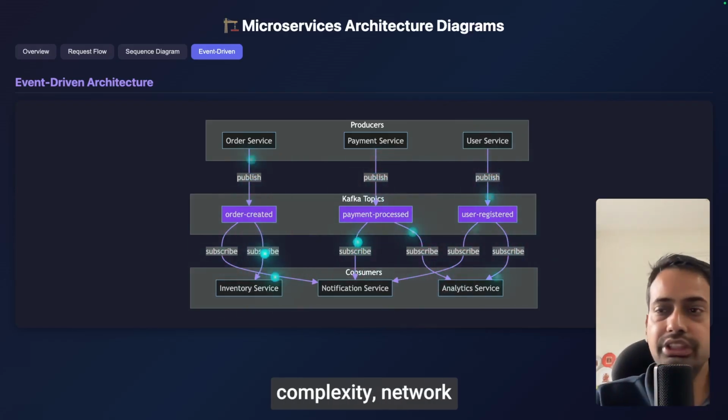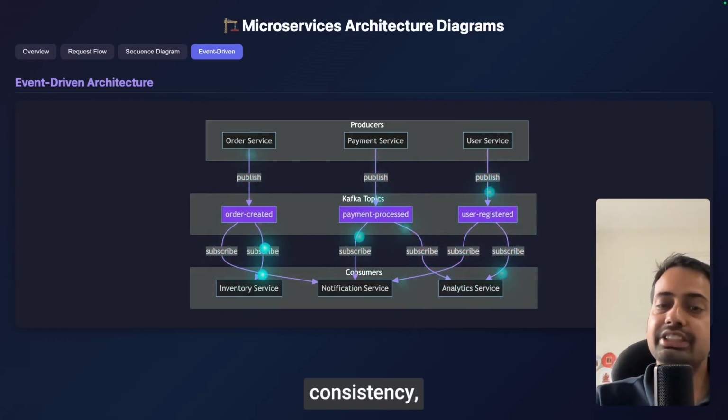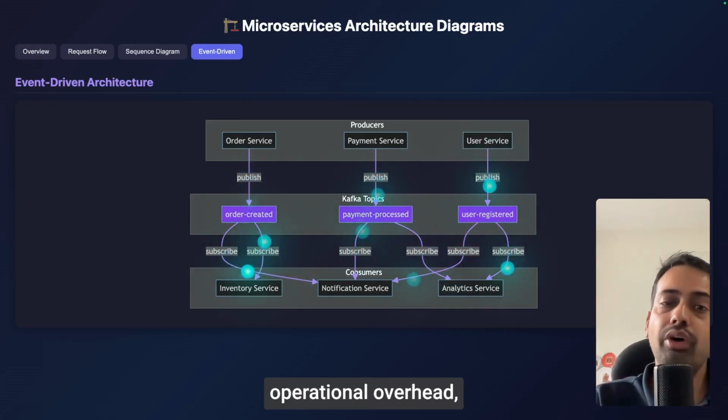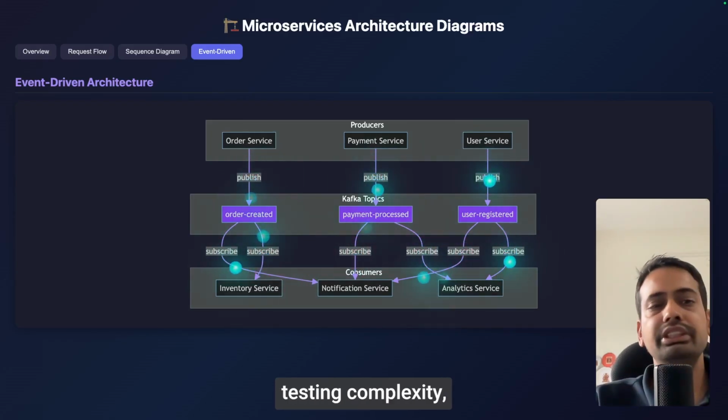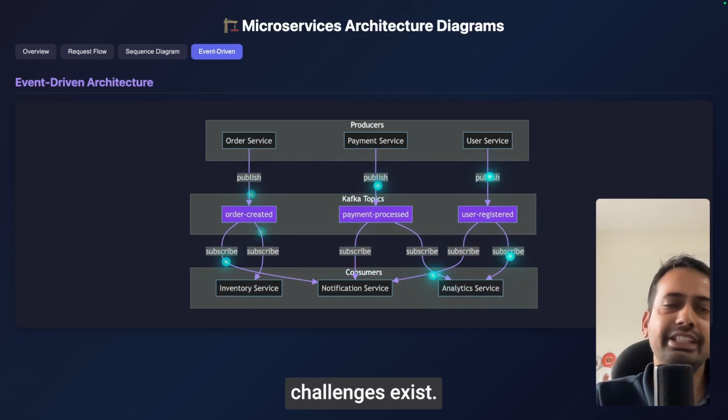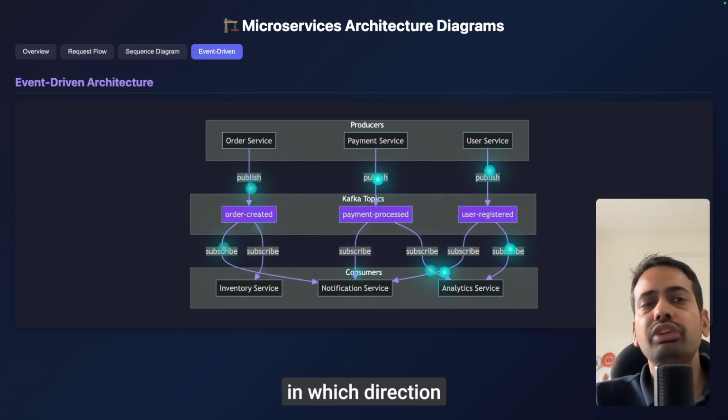Distributed system complexity, network latency, data consistency challenges across different services, operational overhead, testing complexity, and so on. So obviously challenges exist. You need to decide in which direction you are moving.